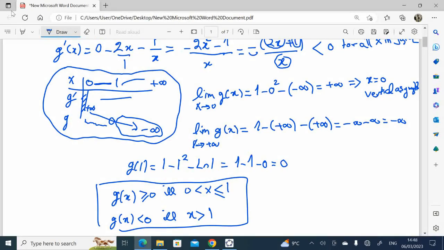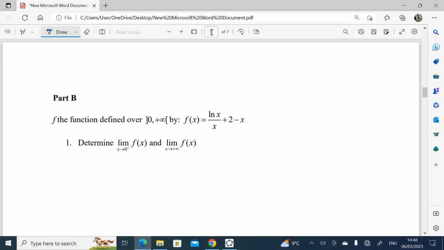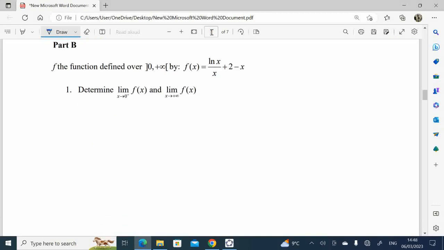Let's go to part B. We have in part B, f be the function defined over 0 plus infinity by f of x, which is ln x over x plus 2 minus x. Question 1 is to determine the limit of f of x as x approaches 0 plus.